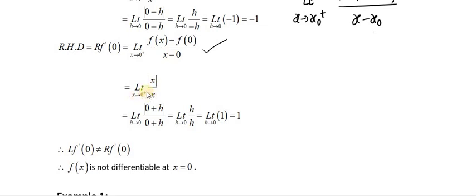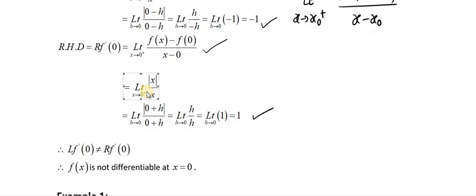Now I am changing x tends to 0 plus to h tends to 0 by replacing x with 0 plus h, divided by 0 plus h. Modulus of 0 plus h is h. 0 plus h is h. h gets cancelled. Then we are going to get 1. Limit of a constant is itself. That's why limit h tends to 0, 1 is 1. LHD value is minus 1.